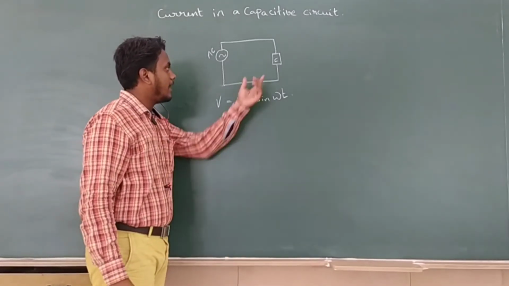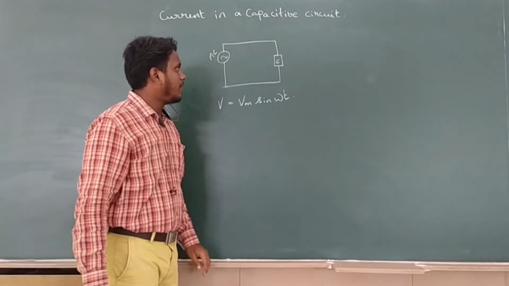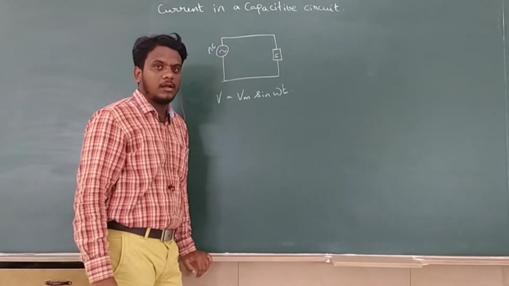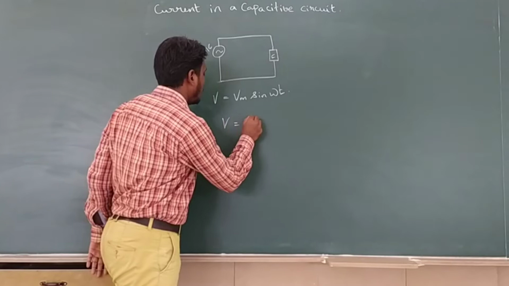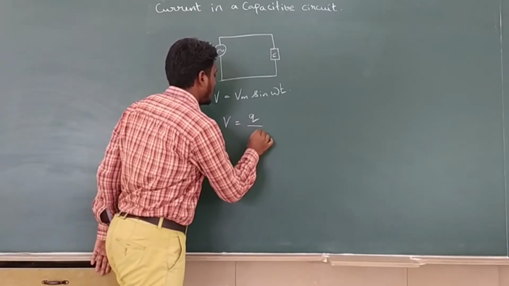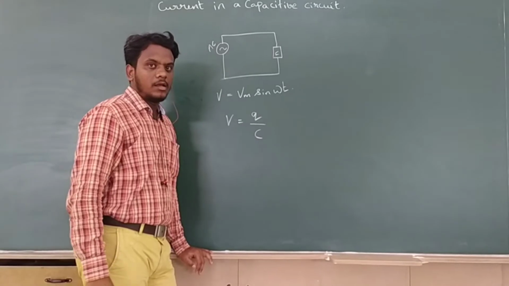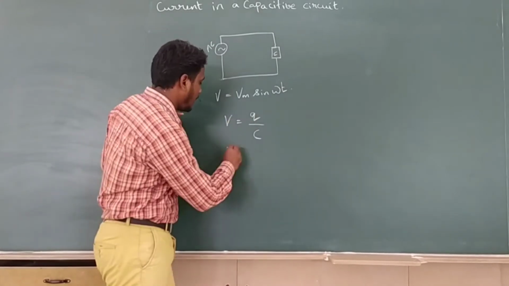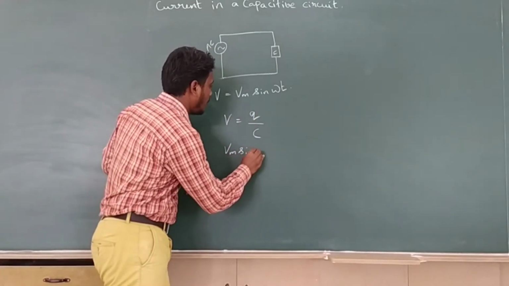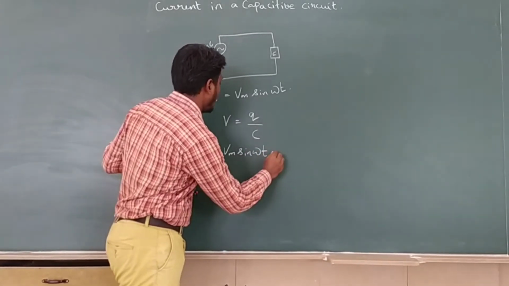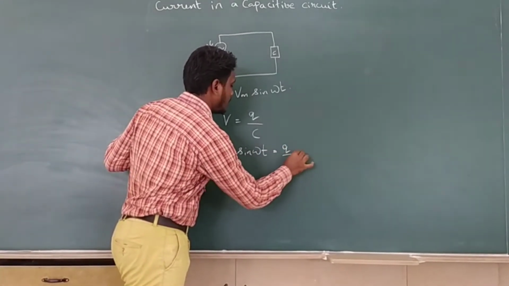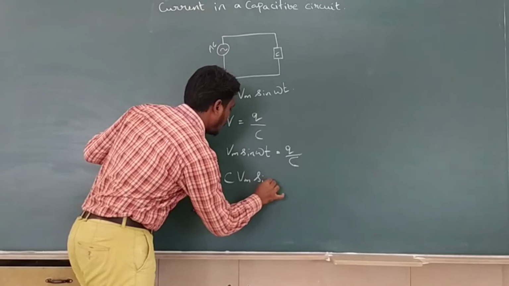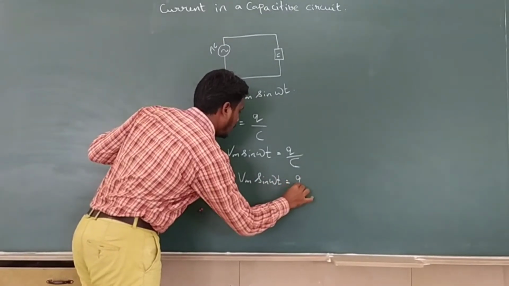So then in a capacitive circuit, what can we relate to the potential difference across the two plates of the capacitor? We can relate it as V equal to Q by C. Fine. We have seen that in the parallel plate capacitor lesson. So I'll substitute Vm sin omega t in this V. Vm sin omega t equal to Q by C. So I'll take that C here. C Vm sin omega t equal to Q.